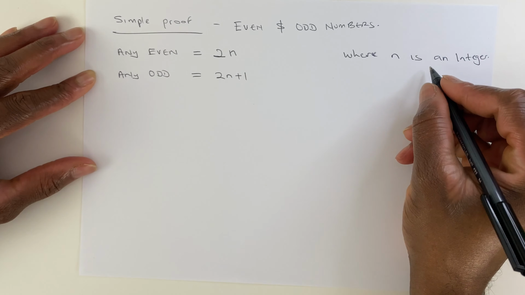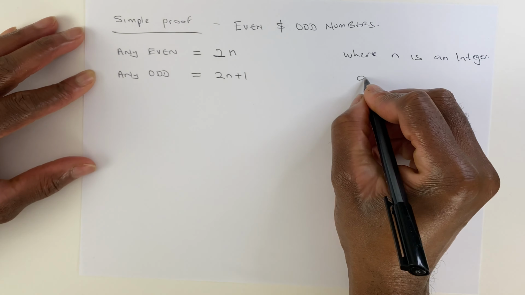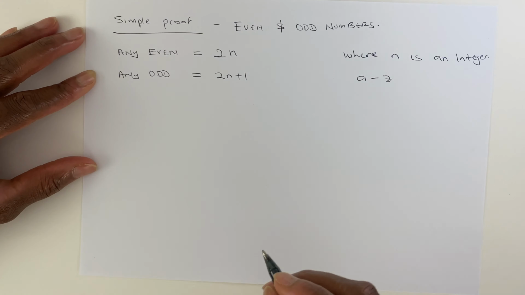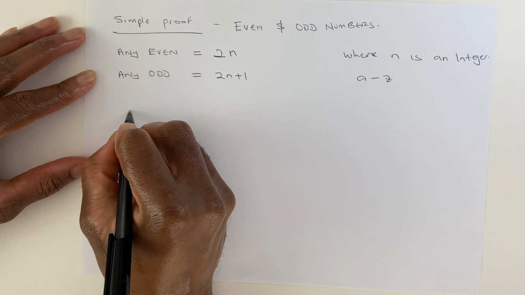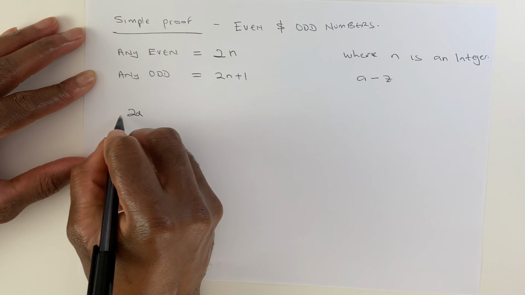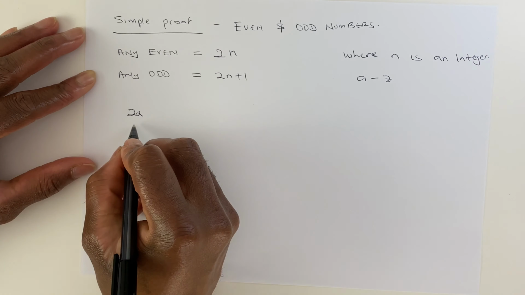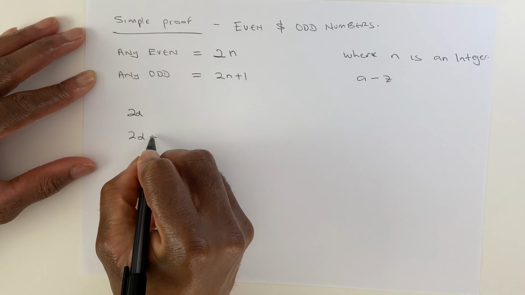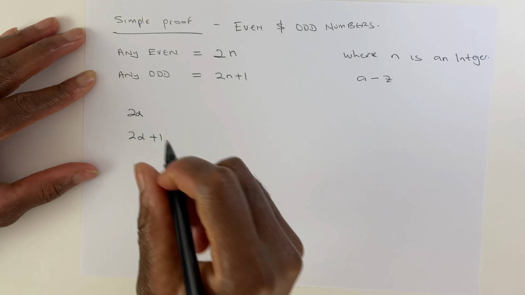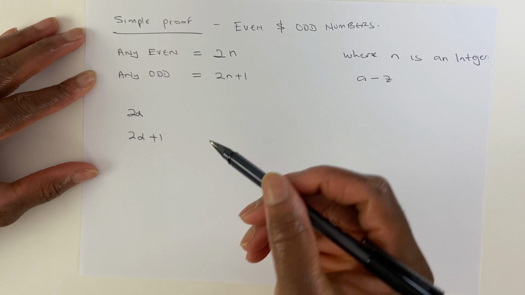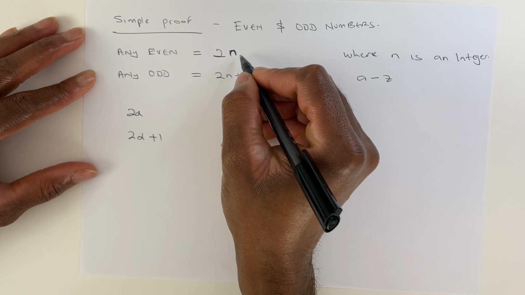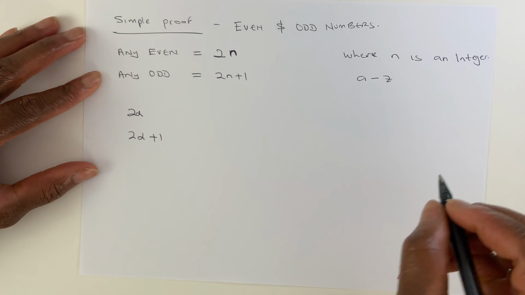It doesn't have to be n. It could be any letter between A to Z. It could even be a Greek letter. So you could say an even number is 2 alpha, and an odd number is 2 alpha plus 1. When you're defining any odd number or any even number, it is always best to refer to 2n for even number and 2n plus 1 for odd number.